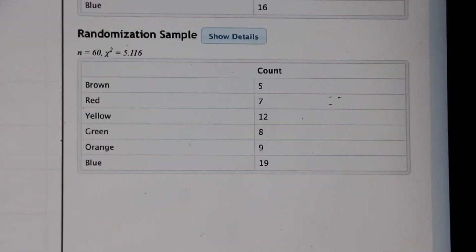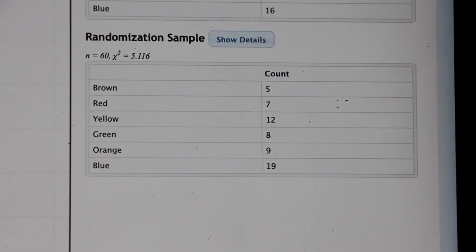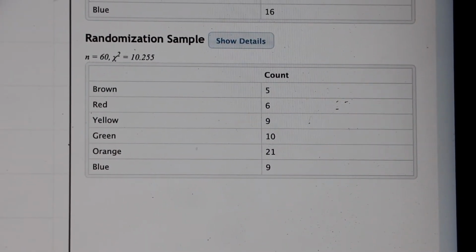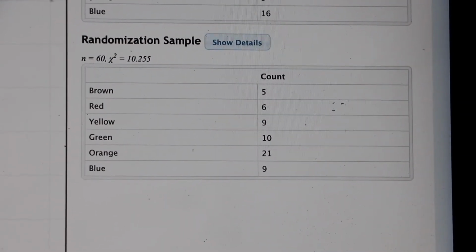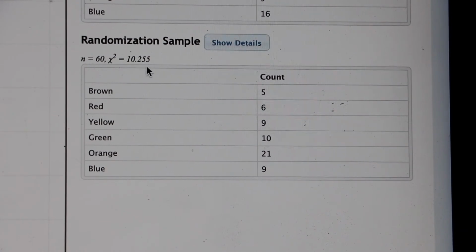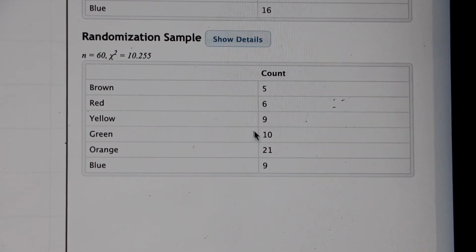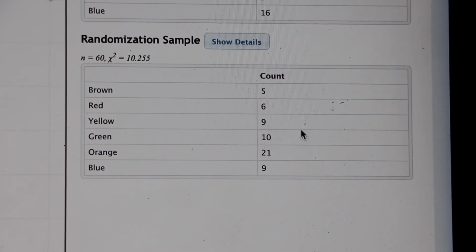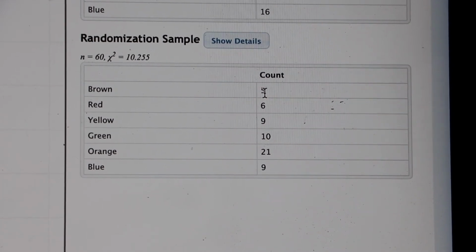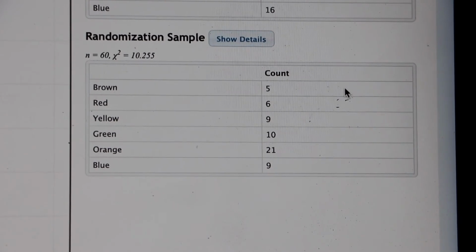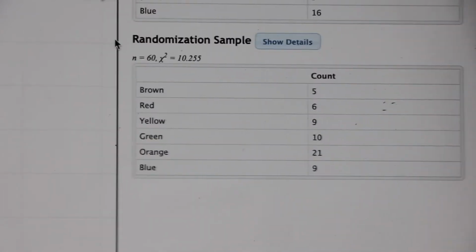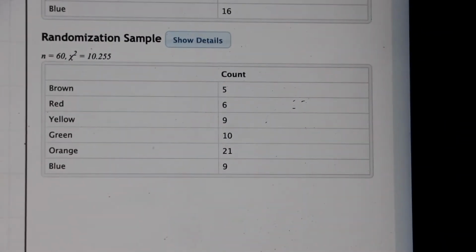So I'm going to do it again. Okay, getting another sample in 3, 2, 1. So there's the next sample, and I got a chi-squared of 10.255. So I've just done another sample of 60 candies, and these are the new observed, and then minus all the same expected. So we always expect the same. That should make sense. Out of 60, I'll generate it again.